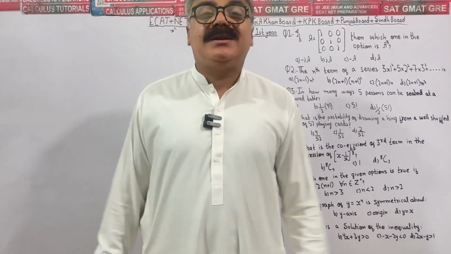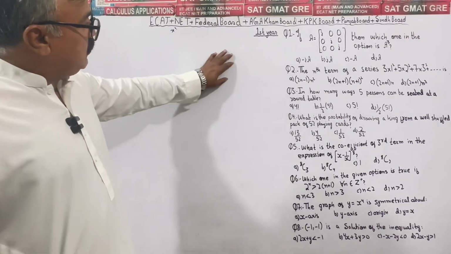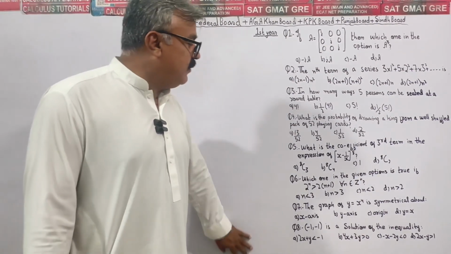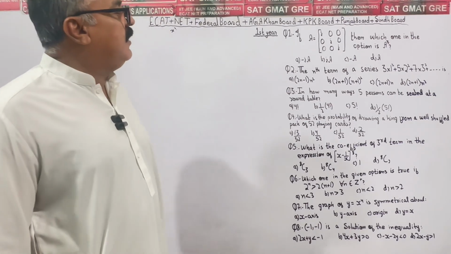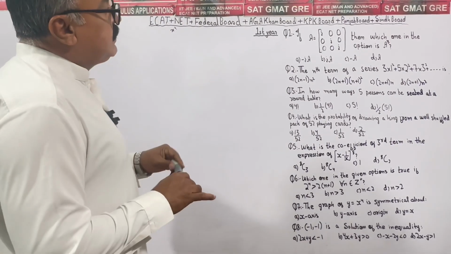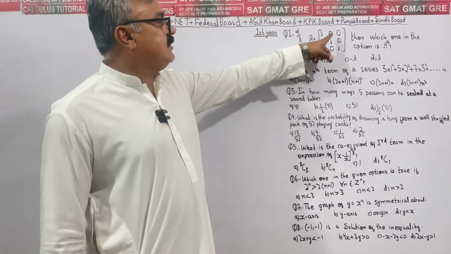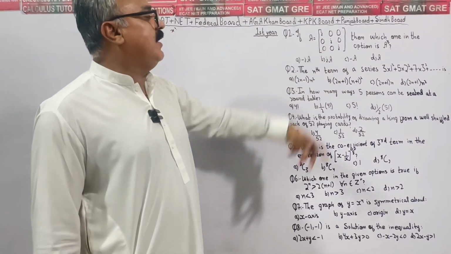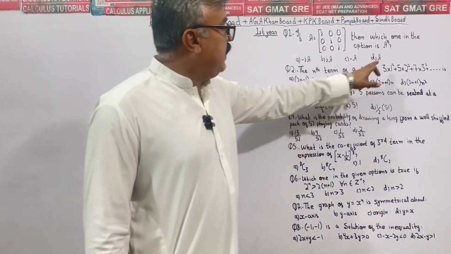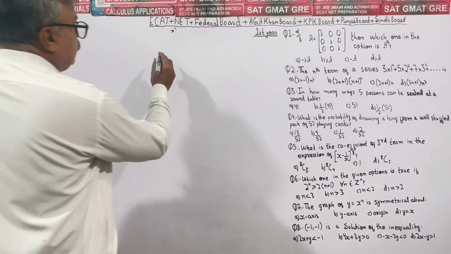I am here with another frame based on first year MCQs selection from Federal Board, courtesy of Federal Board. Question number 1 reads: scalar matrix A having diagonal iota, with rows iota 0 0, 0 iota 0, 0 0 iota. Multiply 3 times, A into A into A. It is equal to what?